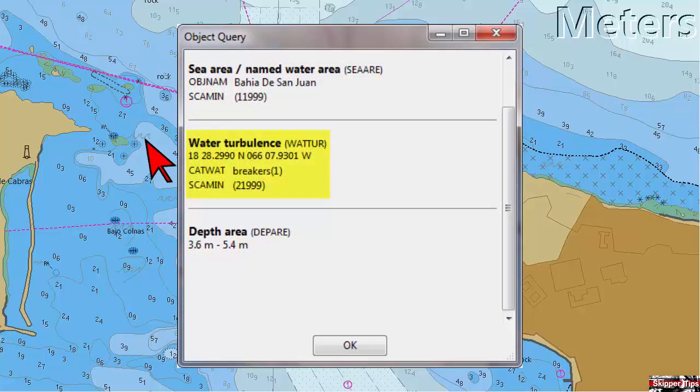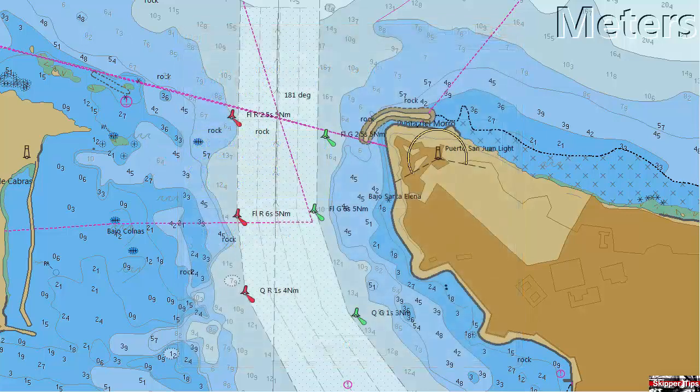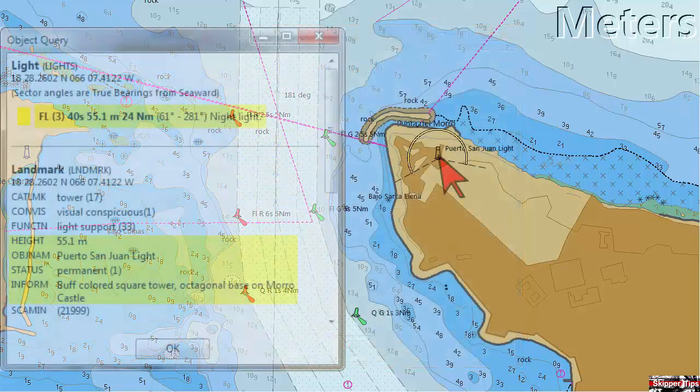Look at these symbols that show three waves slanted in a horizontal line. We can right or double click our mouse over any of these waves to find that these are dangerous breakers. Now let's go over to the other side of our chart and take a look at Juan Light.